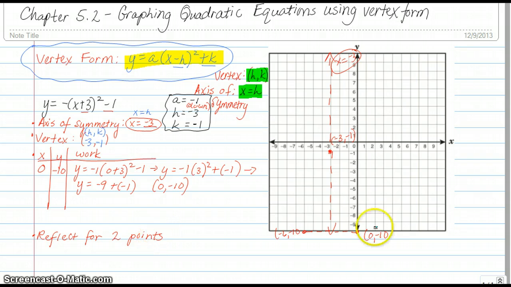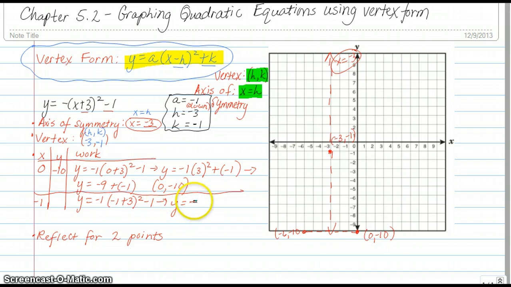Okay, now we're going to go ahead and find another point. 1's going to be too big, so we can't go there. So we'll have to choose either negative 1 or negative 2. I'm going to choose negative 1. You could choose negative 2, it would be fine. So negative 1 gives us negative 1 times negative 1 plus 3 squared minus 1.